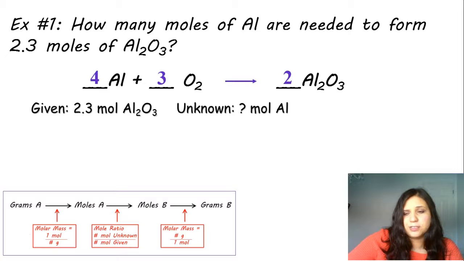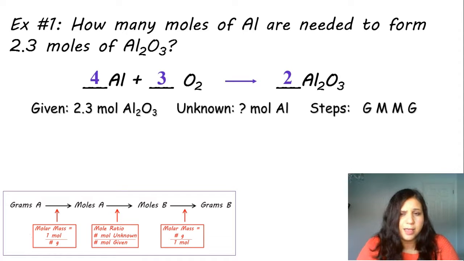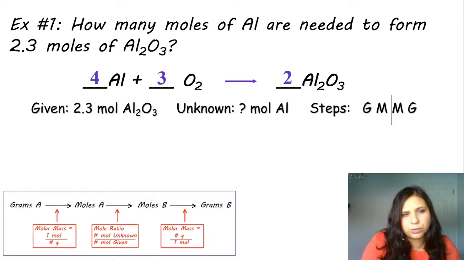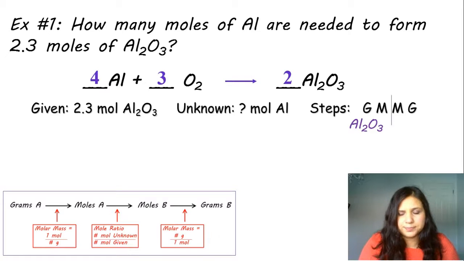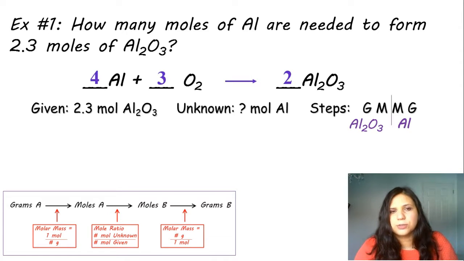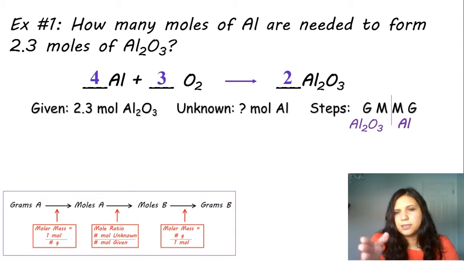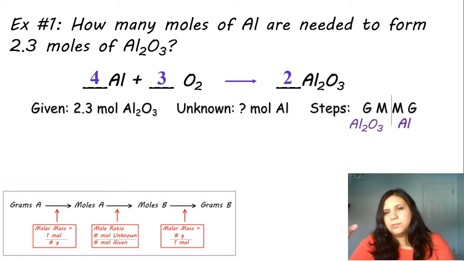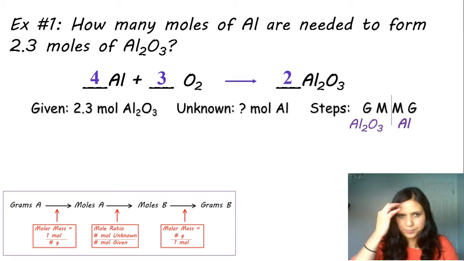The number of steps we're going to determine by just kind of writing out GMMG. Okay, gram, mole, mole, gram. And then I'm going to split this up because half of this belongs to the given and half of it belongs to the unknown. So the left half is the given, which is in terms of aluminum oxide. The other half is in terms of aluminum, the unknown, what we're trying to find. So it would be grams of aluminum oxide, moles of aluminum oxide, and then on the right side, moles of aluminum, grams of aluminum. Okay.